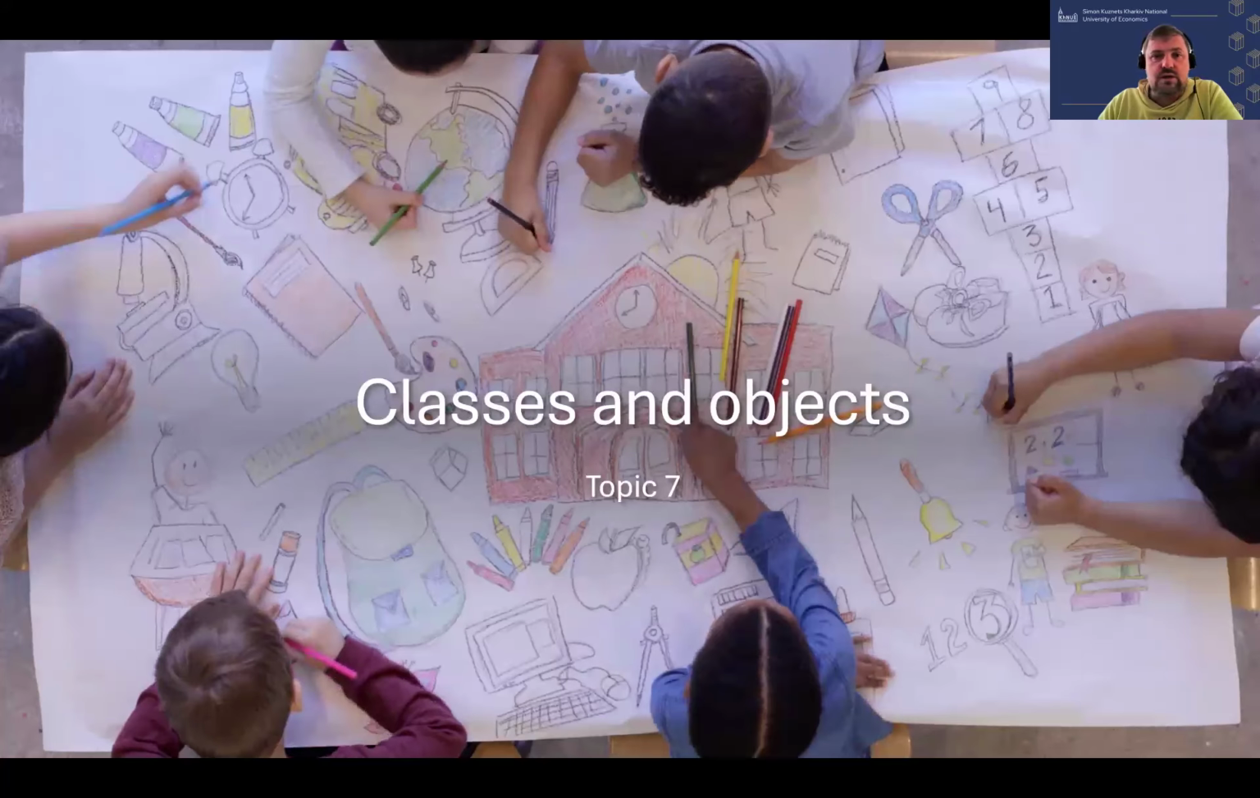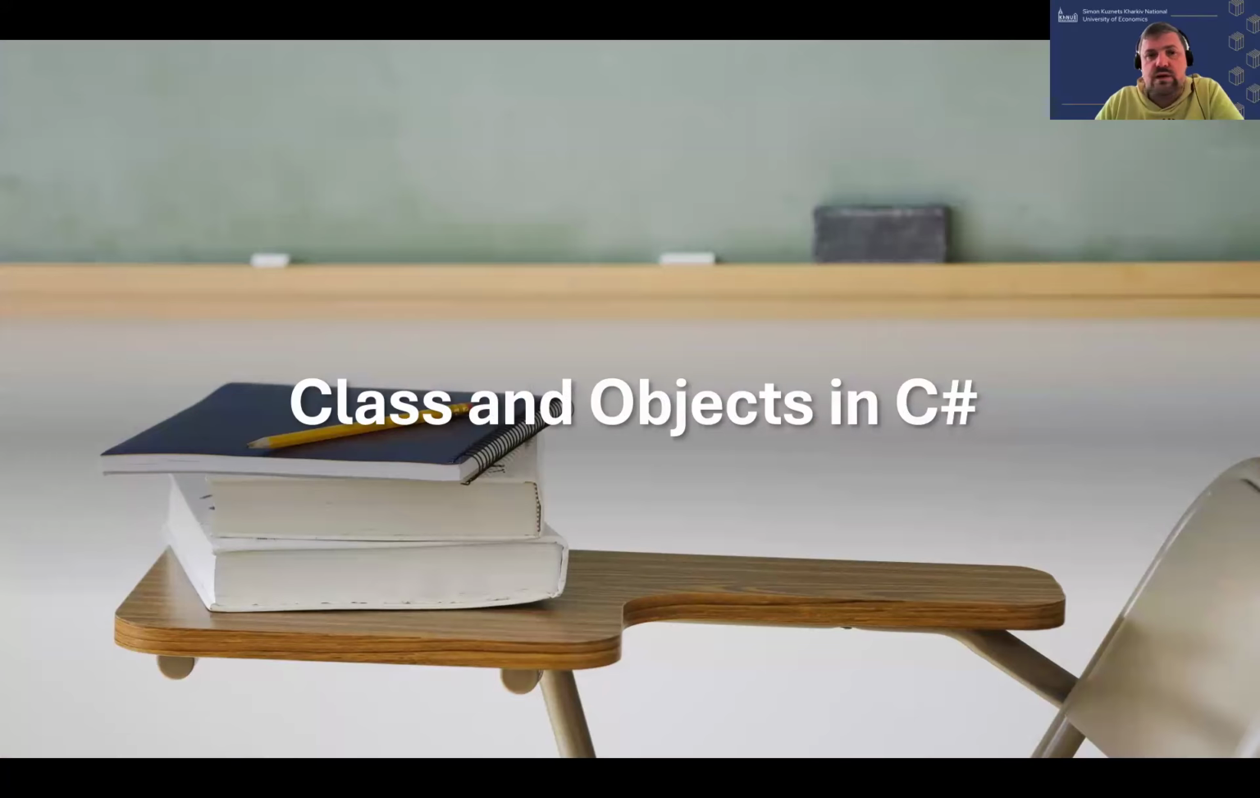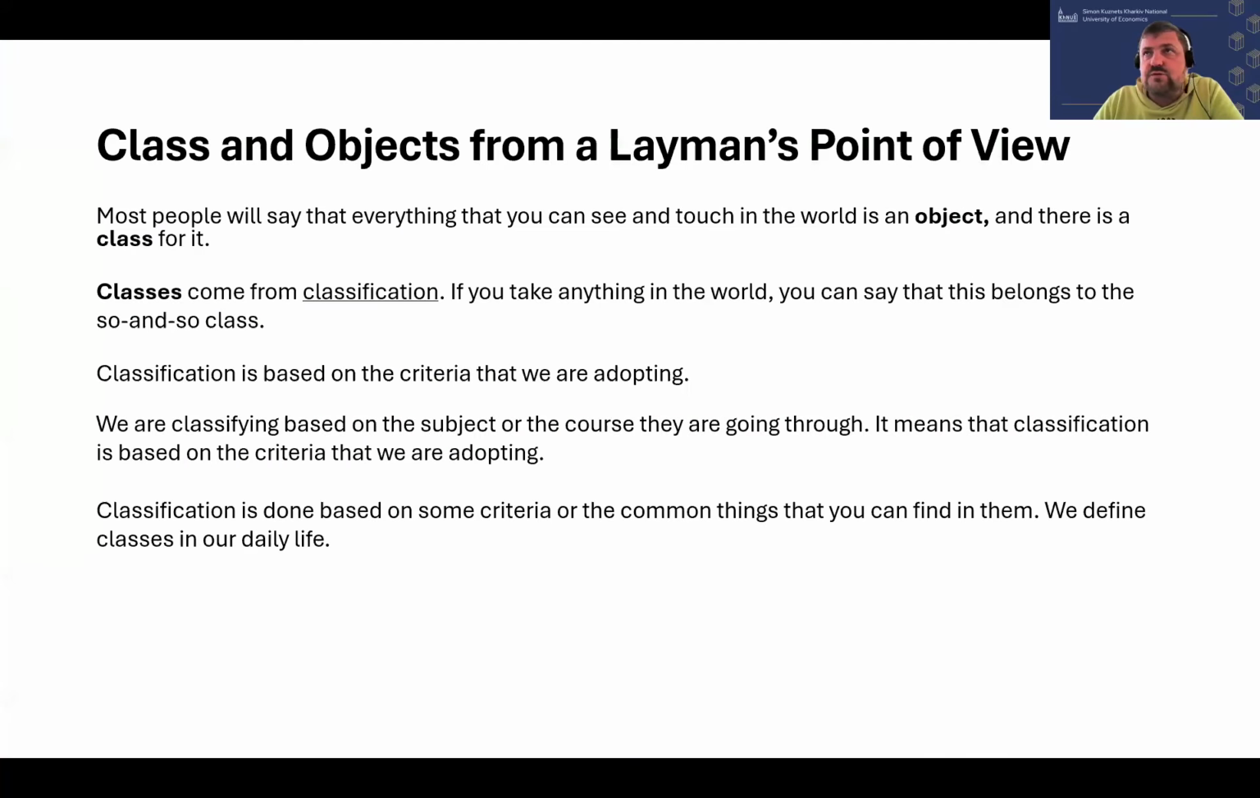For this reason, we need to know how we can create a class and create an object in C#. First of all, let's start with the definition of what is a class and what is an object. So most people will say that everything that you can see and touch in the world is an object. Yes, it's true. But at the same time, it's a class. So let's understand what it means.